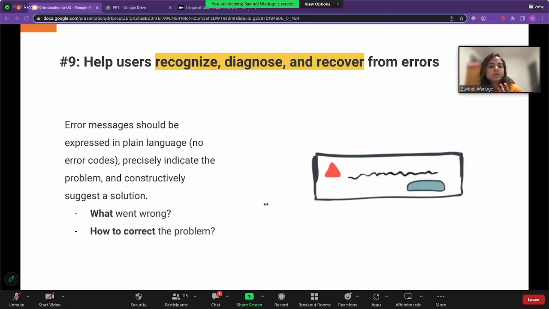So you need to give them a proper indication of what went wrong and how to correct the problem, right? So when it comes to a form or whatever, the user may be trying to proceed with the form by not entering a certain field. So you need to clearly indicate what was missing from the form, the information, right? Clearly indicate that, and maybe you can scroll them to the place where they can add that information back to the form and then submit it, right?